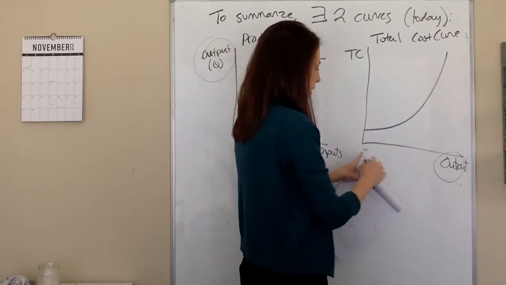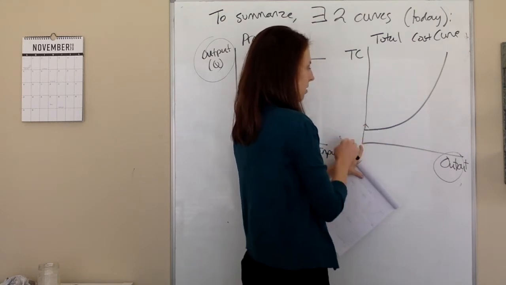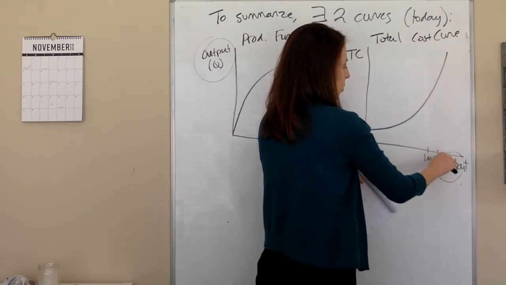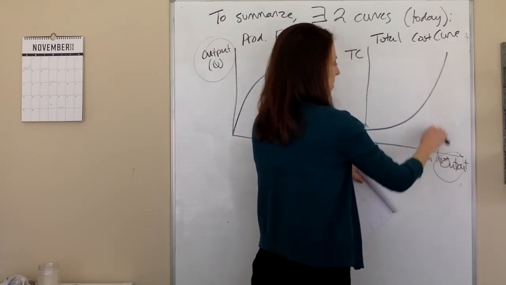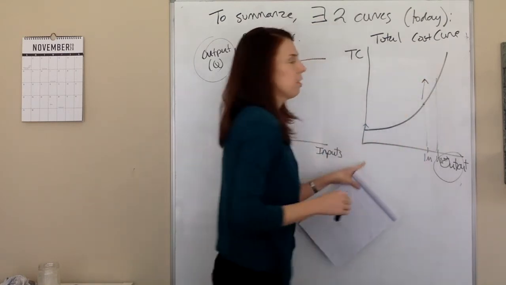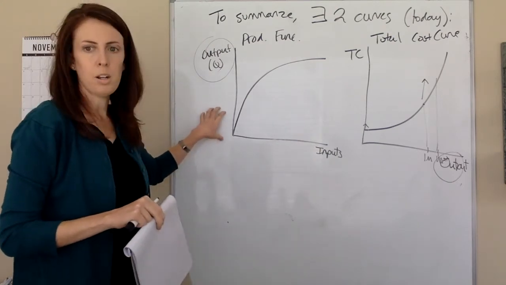So if it's going from making nothing to 1, that's going to have a small increase in the total cost. If it's going from making 1 million units to 1 million plus 1 units, that 1 unit increase in the output is going to have a pretty big increase in the total cost. And that's an artifact of the diminishing marginal product.